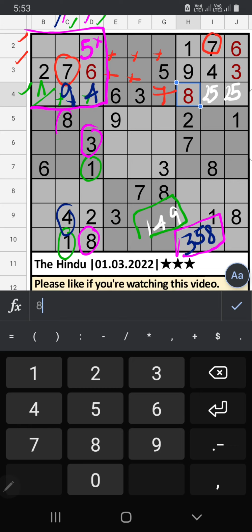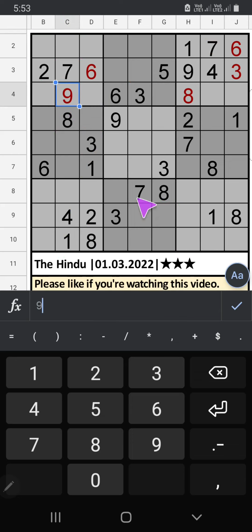Column D, we have 8. So 8 can't come in this cell. 8 is confirmed here. Then 3 is here. Third row, only 2 numbers are remaining, 1 and 8. It will come in any one of the cells. We will confirm later. Second row, only 3 numbers are remaining: 2, 4, 9. It will come in any one of the cells. We will confirm later.